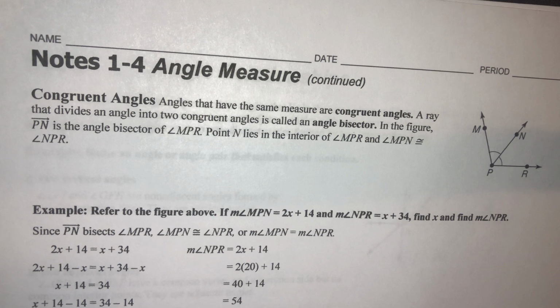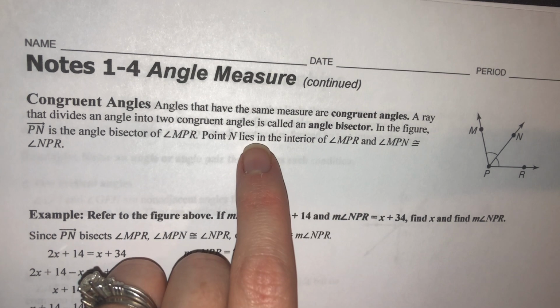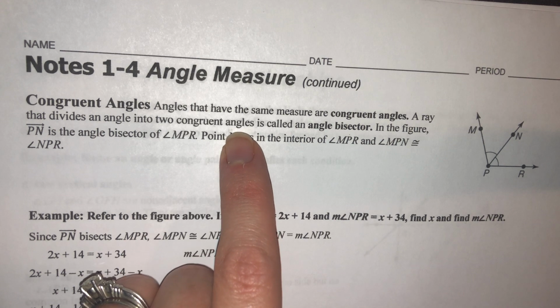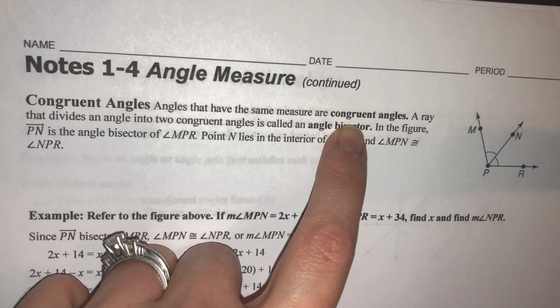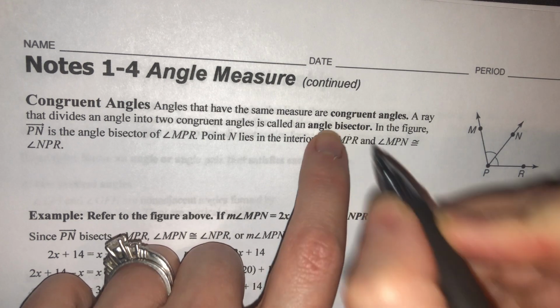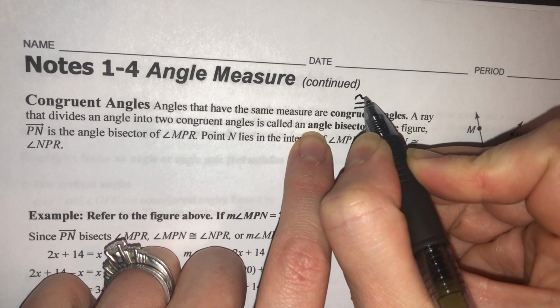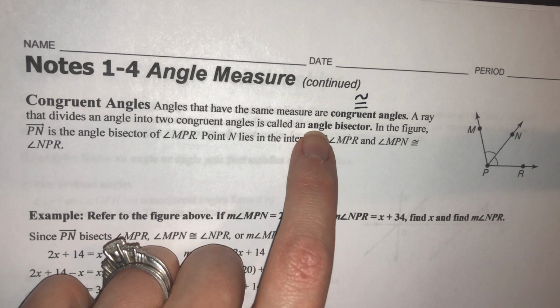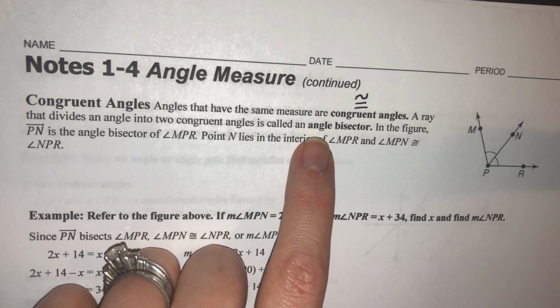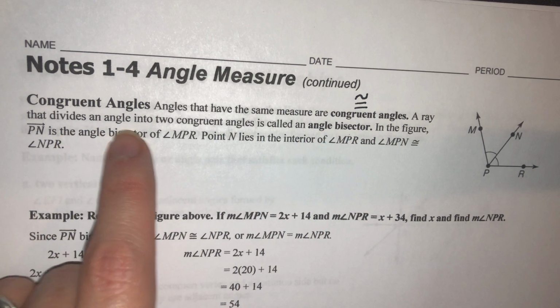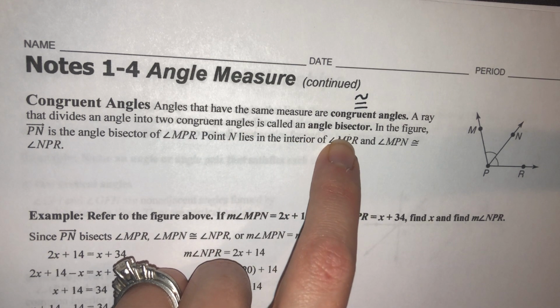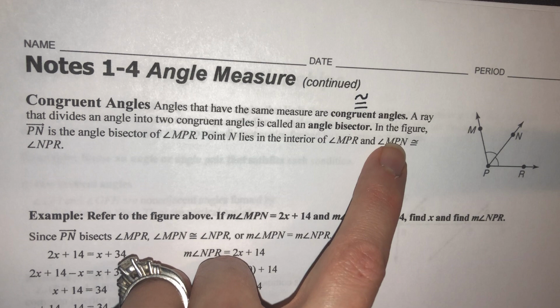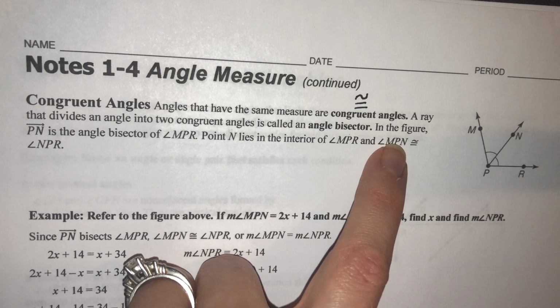The next page, we have a couple of definitions to go over. Angles that have the same measure are congruent angles. So we have a symbol for congruent. It's the equals with the squiggle over the top. That means same shape, same size. A ray that divides an angle into two congruent angles is called an angle bisector. That cuts it into two equal parts.